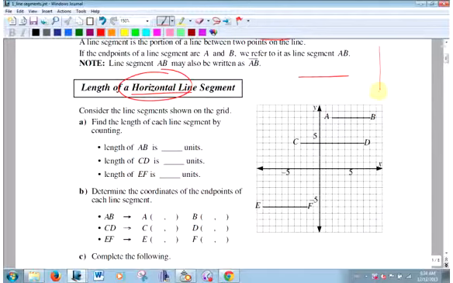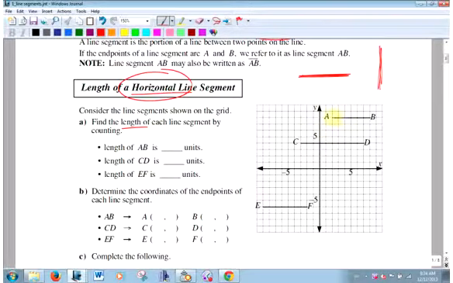Okay, great. And if it doesn't, well, you've got to know it. Memorize it. Horizontal line segment, look at all these. Are these all horizontal? Yes. That's horizontal. That's vertical. Find the length of each segment by counting, if they give it to you in a graph. We're not always going to. All you have to do is count.